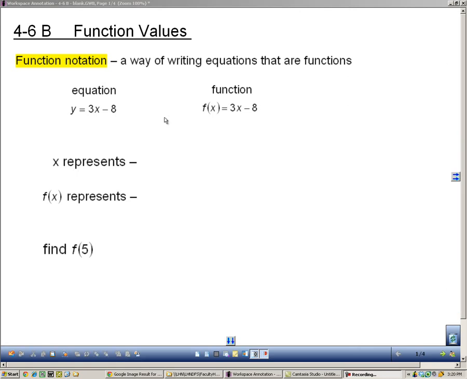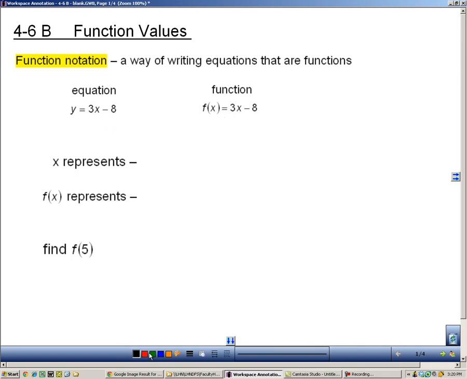Section 4.6b is about function values. It's a new way of writing equations. Function notation is a way of writing equations that are functions. Here you see an equation. It turns out this equation is linear, it makes a line, and it's also a function. So if it is, we can write it this way in function notation.